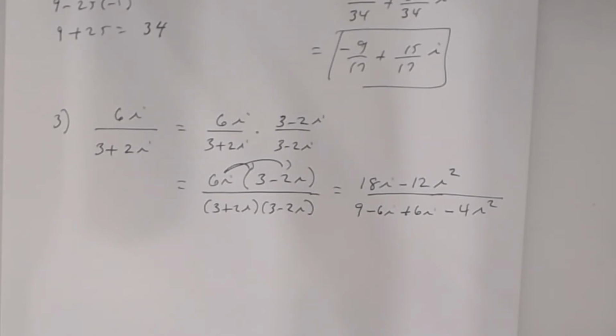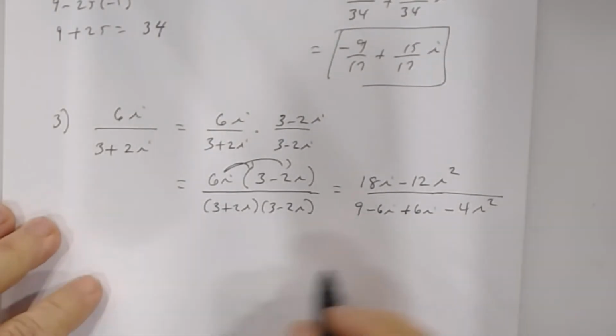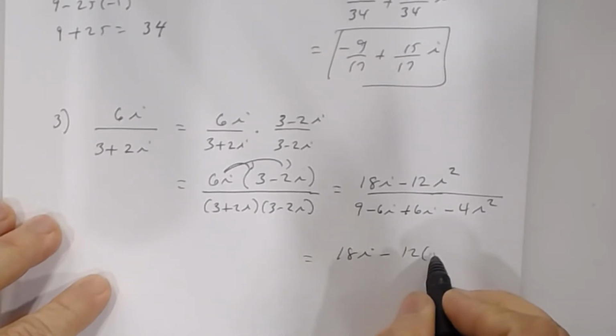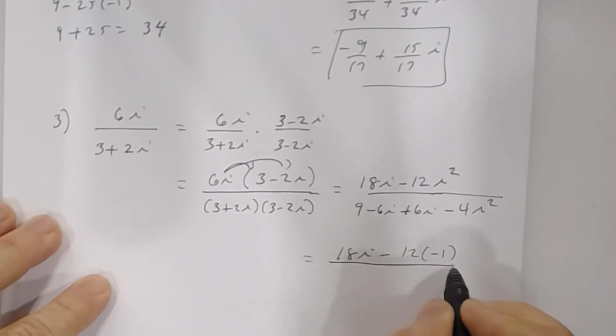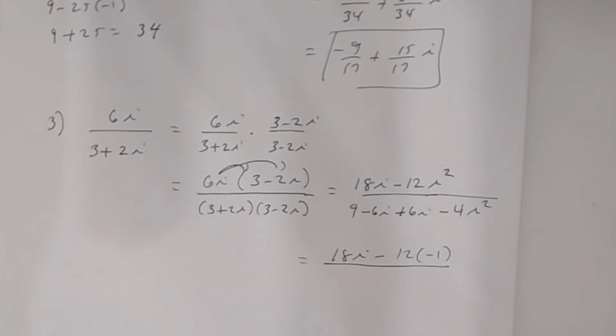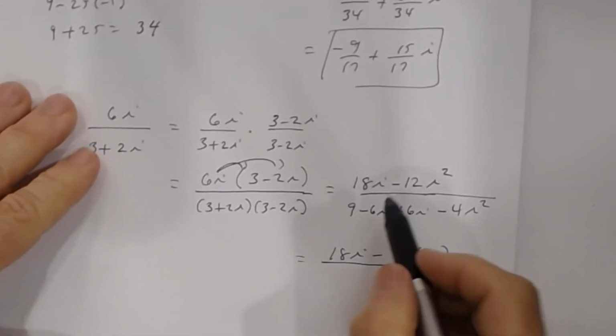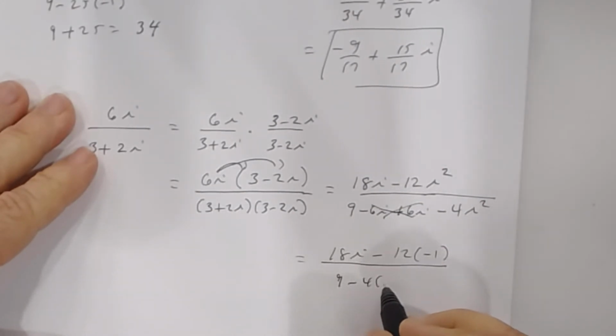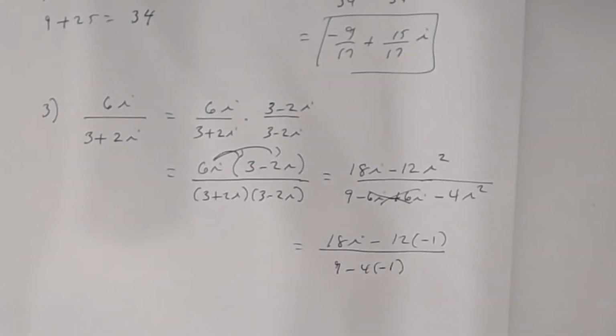Now let's talk about the numerator. Remember, i squared, you're going to rewrite it as what number? Negative 1. So the numerator is really this: 18i minus 12 times what? Negative 1. Okay? That's the numerator. The denominator, the outer and the inner cancel out. That's 0. You're left with 9 minus 4 times what? Negative 1. So that's my denominator.